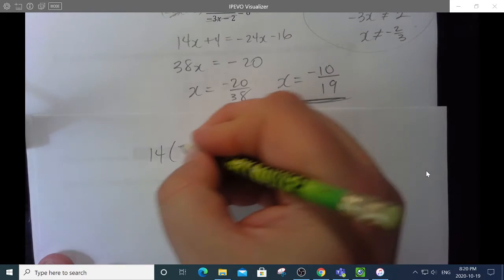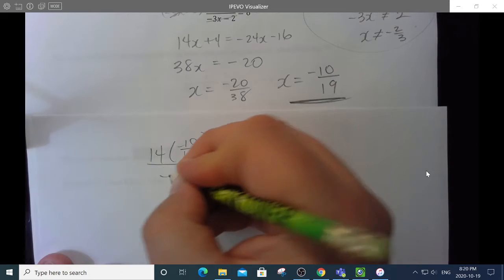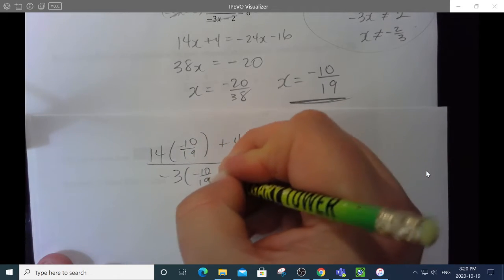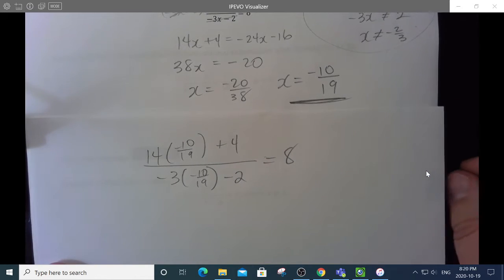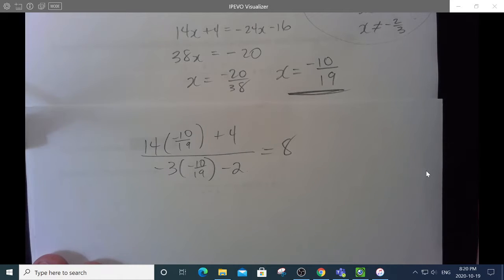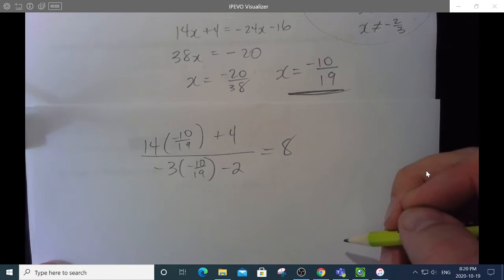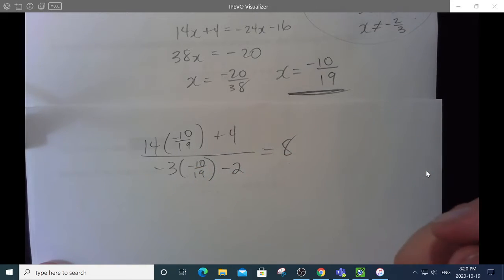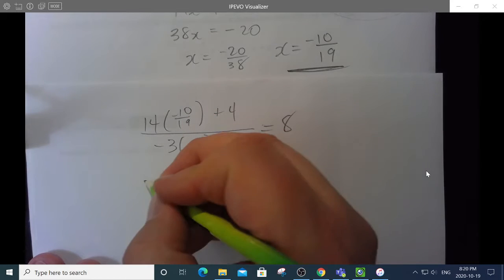14 times negative 10 19ths plus 4 over negative 3 times negative 10 19ths minus 2 should equal 8. This equation should balance. That's how verifies work in algebra, right? Plug in the number and the left and right side should be equal. Now, when you're doing a verify, you're not allowed to move things from one side to the other. I'm sorry, you have to stick with this thing and simplify it down to see if it's an 8. 14 times negative 10 is not that hard.